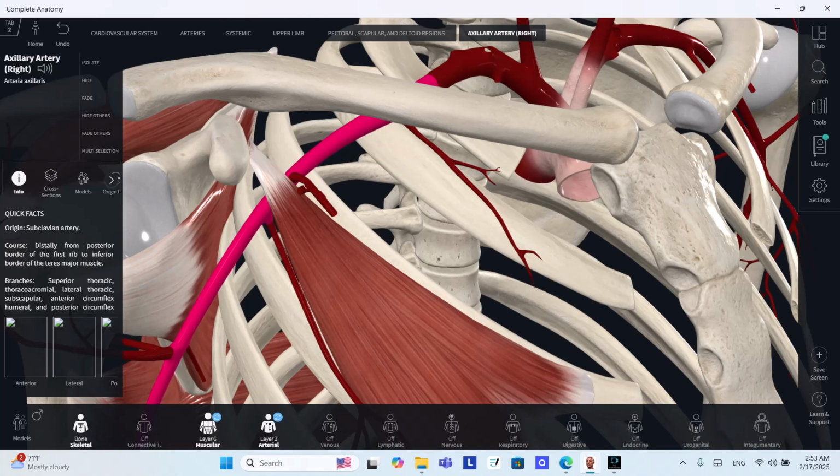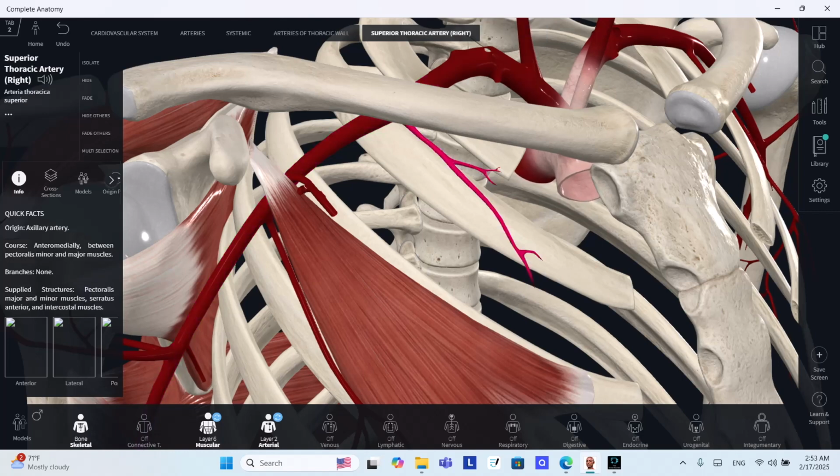Okay, so after that we can see the branches that each part gives us. The first part will give one artery only, the superior thoracic artery. Then this is the first part. The second part will give us two arteries. Like you see, first part one, second part two, third part three.